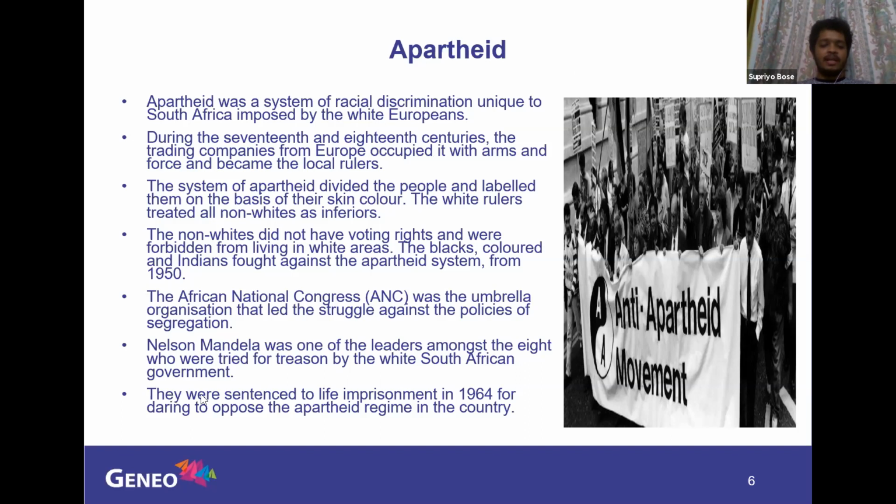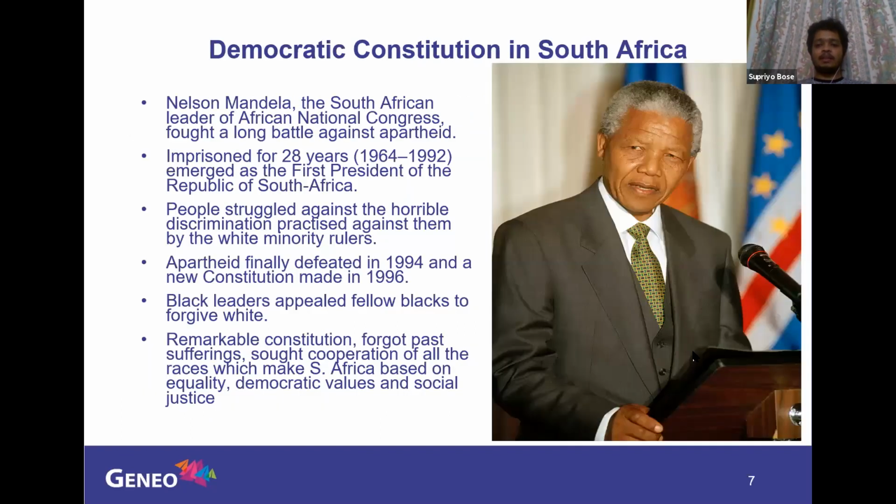He was kept in prison for 28 days. They were sentenced to life imprisonment in 1964 for daring to oppose the apartheid regime. इन लोगों को पूरी जिंदगी की imprisonment दिया गया था. ठीक है? Now, this man is Nelson Mandela. He fought against this apartheid.